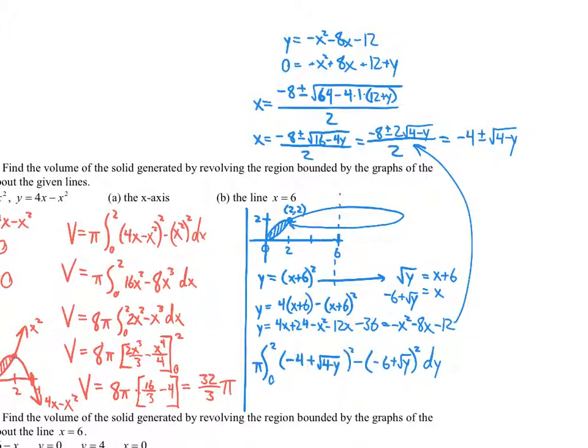So here we have our integral. We need to FOIL some stuff, do a lot of simplifying, and then we can integrate. And then we'll have a result.